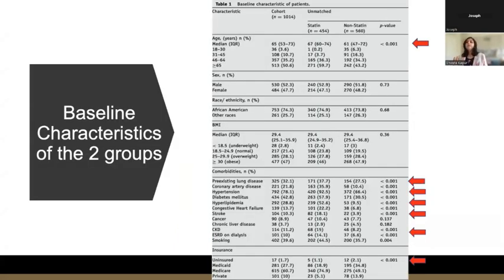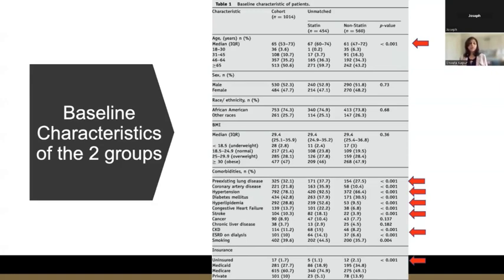And this slide, I know the numbers are probably a little too small for you to read, is showing you the baseline characteristics of the two groups that we had for our study. We have the statin group and the non-statin group. And as you can see here, the two groups are quite unbalanced.